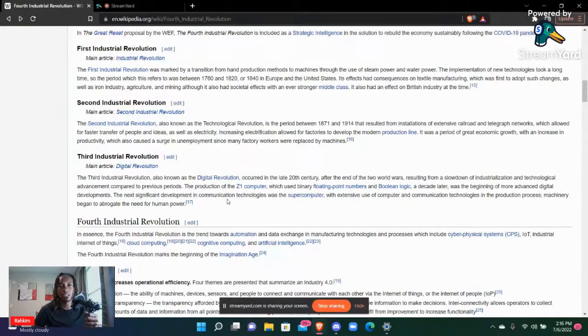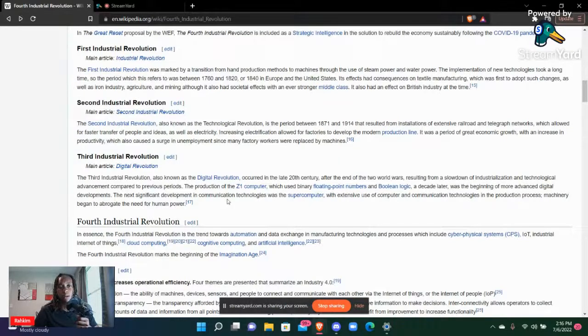All right, so the third industrial revolution was also known as the digital revolution. It occurred in the late 20th century after the end of the two world wars, resulting from a slowdown of industrialization and technological advancement compared to previous periods. The production of the Z1 computer, which used binary floating point numbers and Boolean logic, a decade later was the beginning of more advanced digital developments. The next significant development in communication technologies was the supercomputer, with extensive use of computer and communication technologies in the production process.